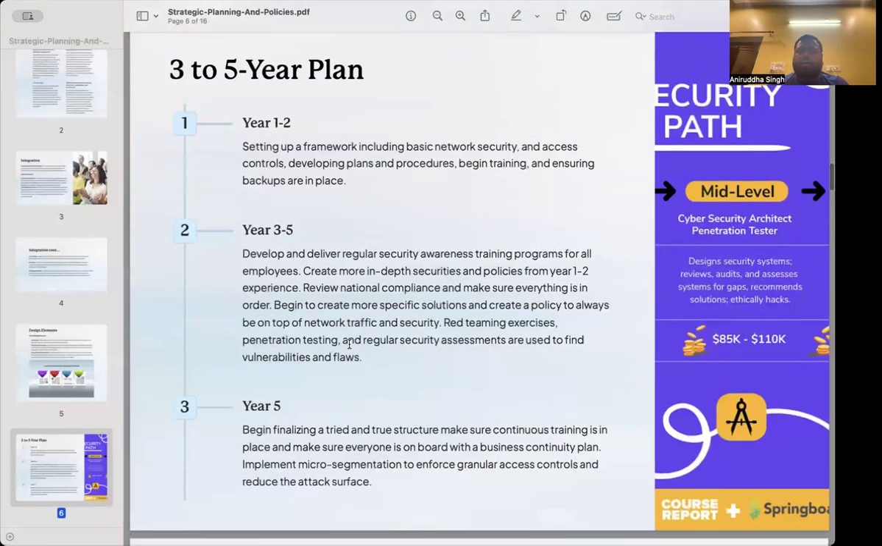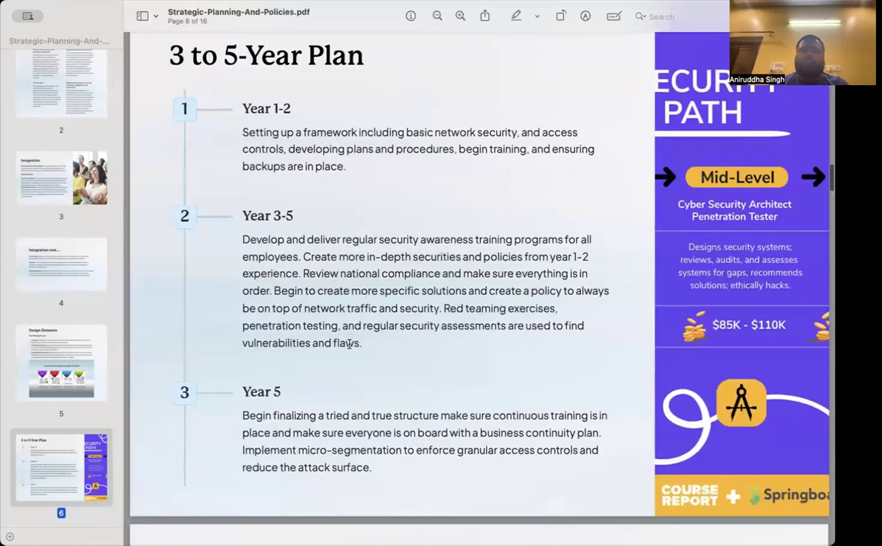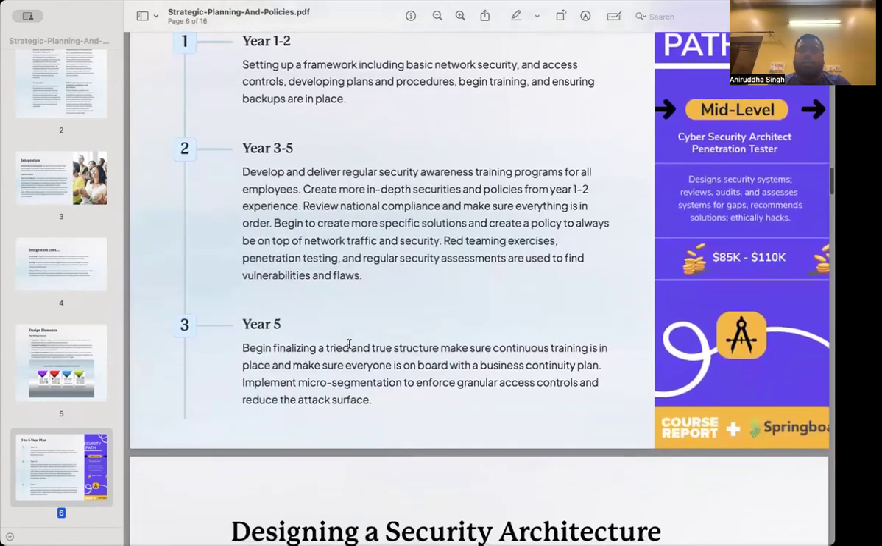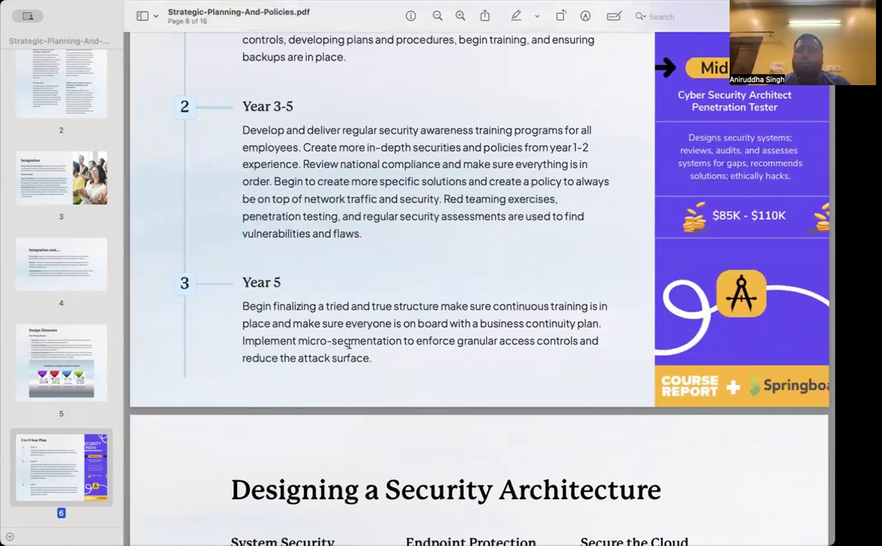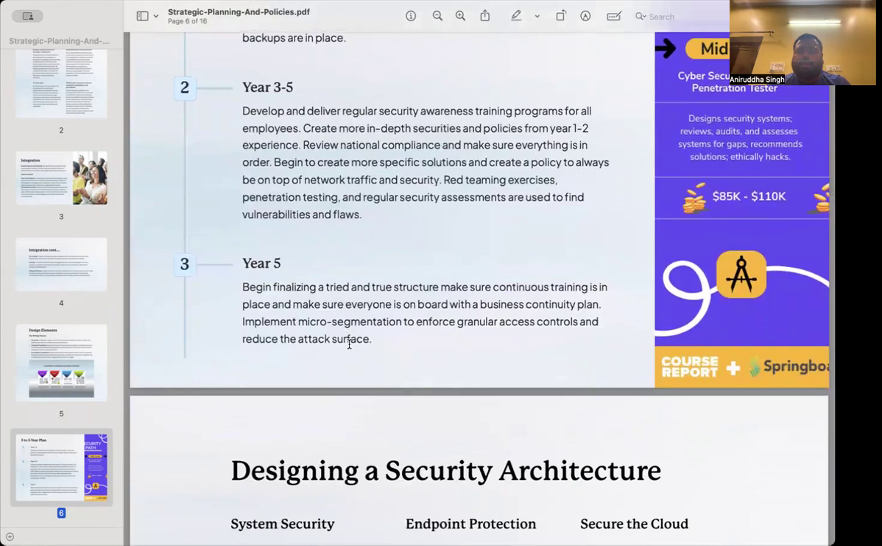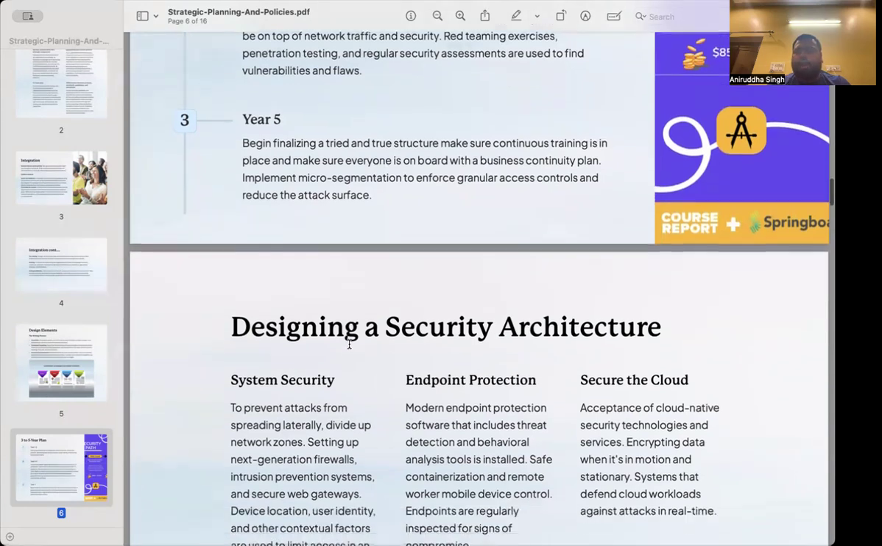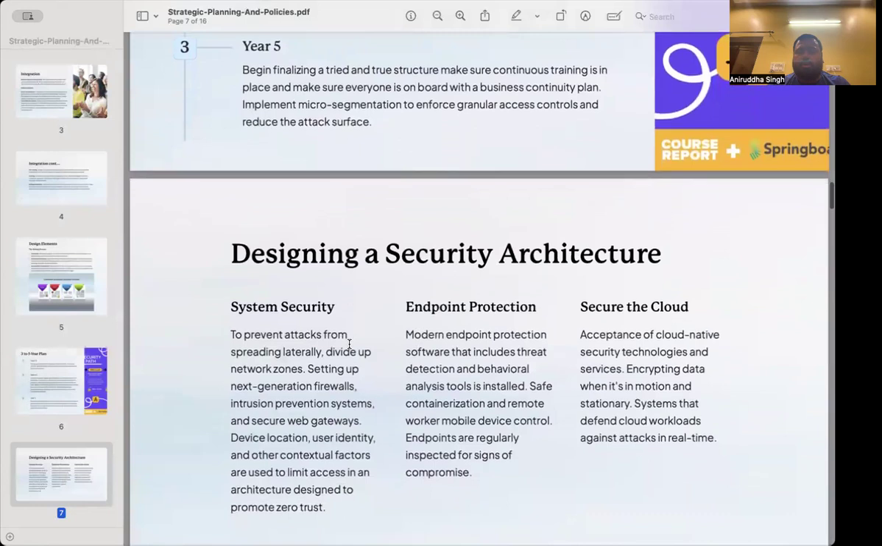When it comes to cybersecurity strategic framework and policies, we need to think of a 3 to 5 year plan. The first years, 1 to 2, go into setting up a framework that includes basic network security and access controls, developing plans and procedures, and then we need to start training and ensure backups are in place. From year 3 to 5, we create more in-depth security policies from the year 1 to 2 experience, and then we review national compliance and make sure everything is in order. We also do red teaming exercises, penetration testing, and regular security assessments to find vulnerabilities and flaws. Finally, when we are at the year 5 mark, we begin finalizing a tried and true structure, make sure continuous training is in place, and make sure everyone is on board with a business continuity plan.